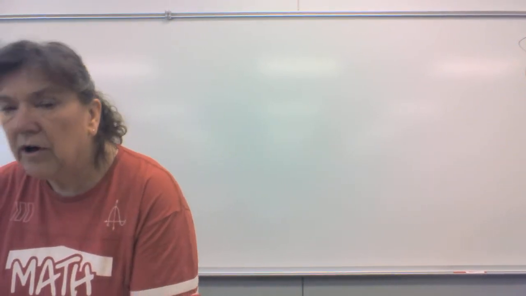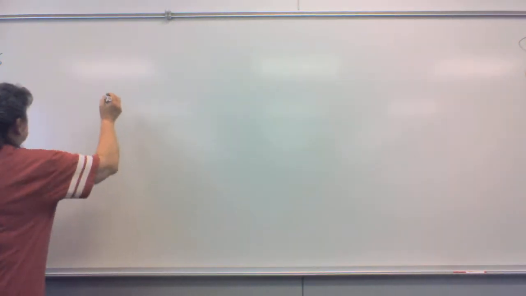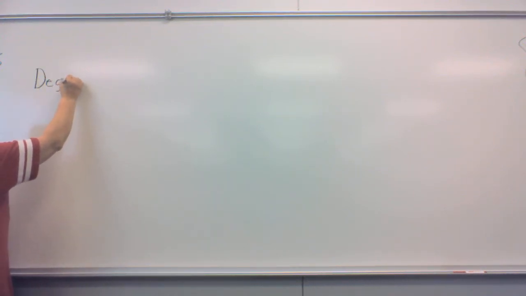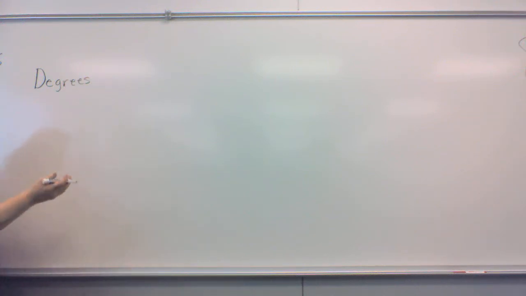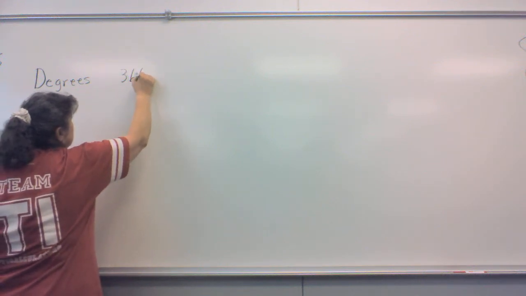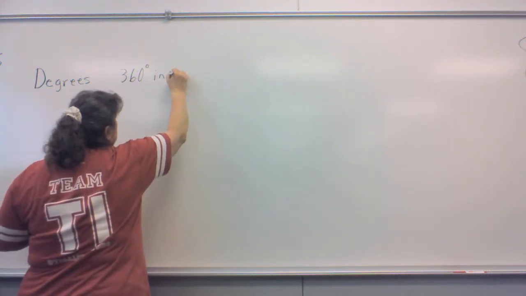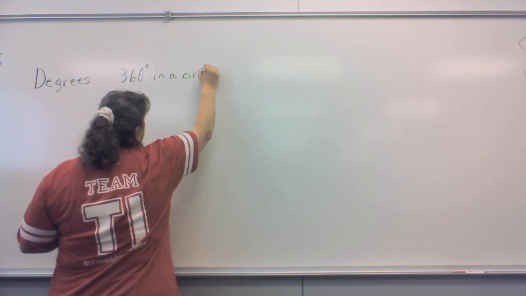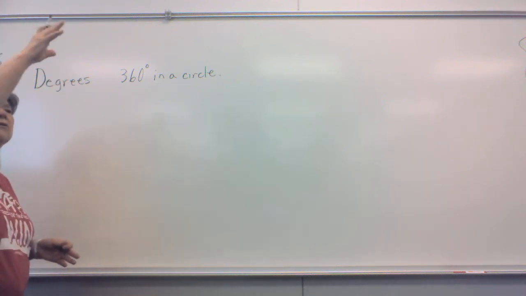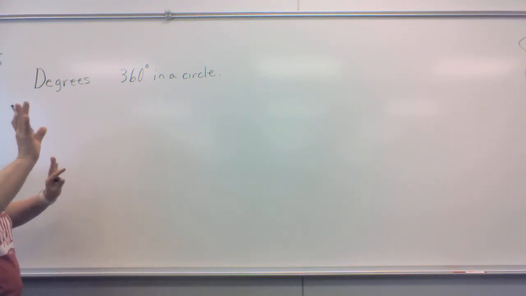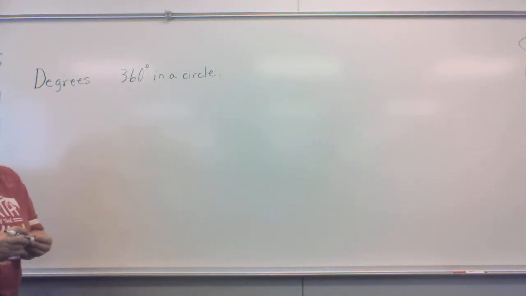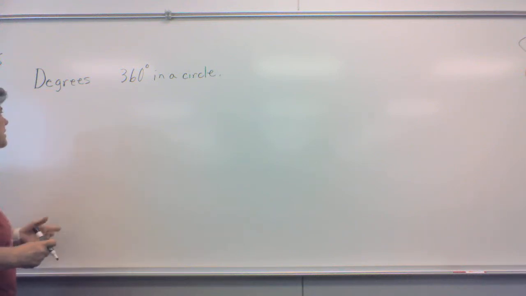So, first of all, let's look at degrees, and think about what we have with degrees. First of all, there are 360 degrees in a circle. That's an important thing to know. If you've got all of your angles together making up a circle, you will know that the sum of all those angles has to equal 360 degrees. That will help you as you're looking at various angles.